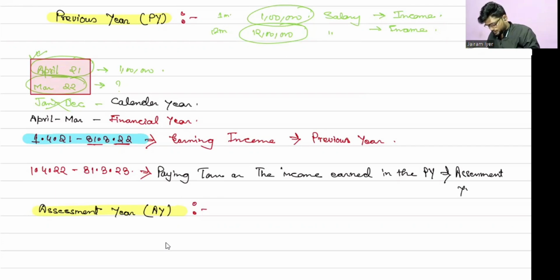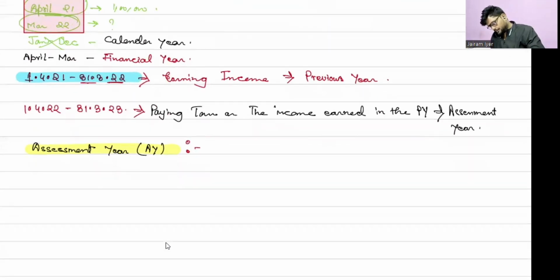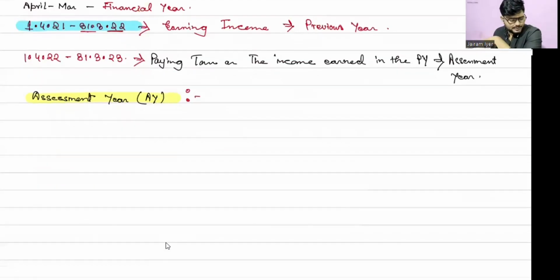assessment year. Assessment means what? To value something. Correct. To evaluate something, that is assessment. And what are we evaluating? We are evaluating the tax on the total income that she has earned in the previous year. Correct. So can someone figure out which year is going on right now?